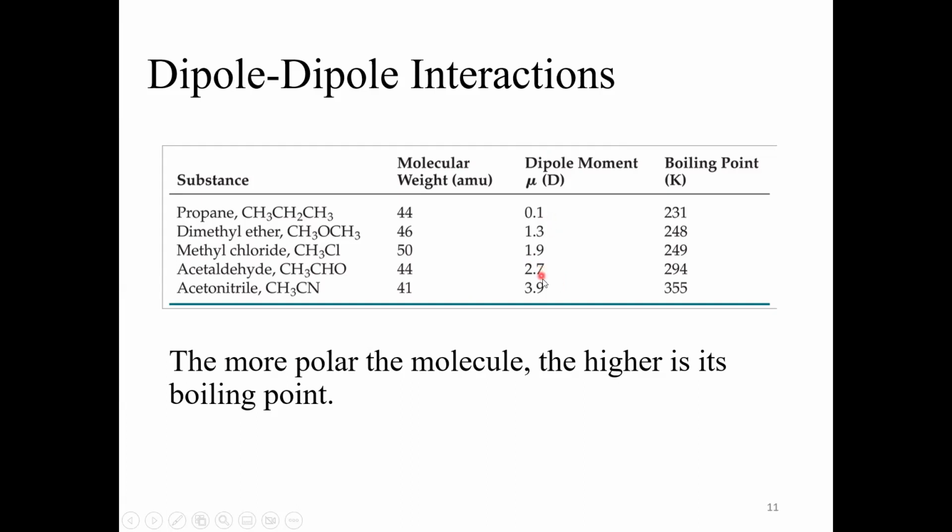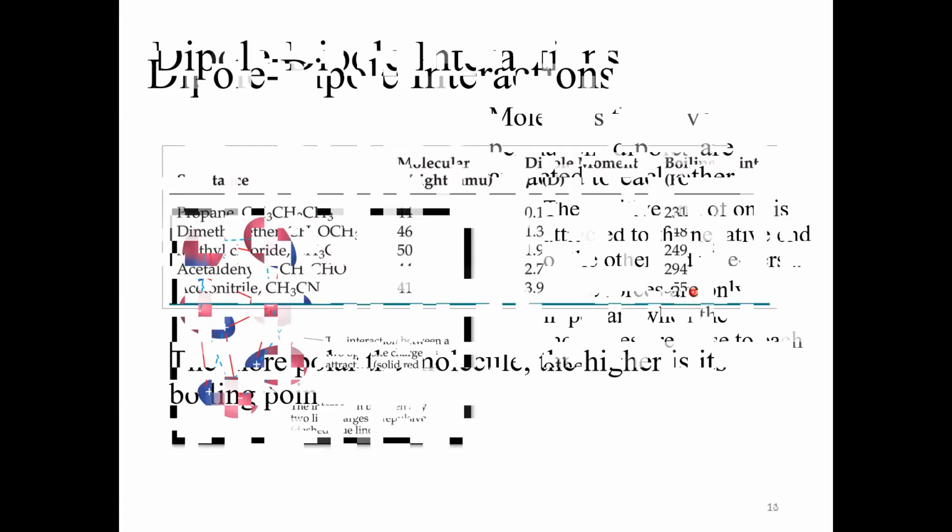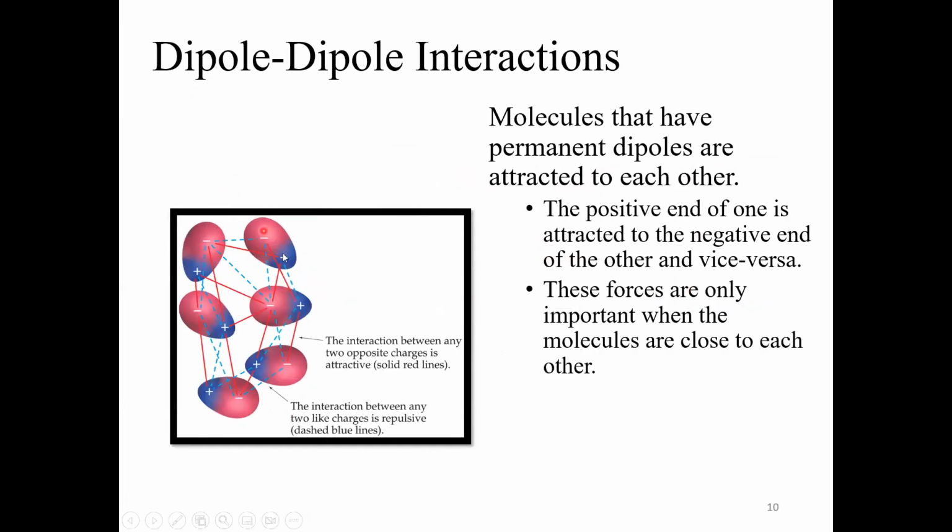And we see just as we go down this table, these molecules are becoming more and more polar. And that's why if we also look at the next column, we can see the boiling point is increasing as well. And the reason for that is, if we go back here, as this dipole becomes larger, so as this positive end becomes stronger, the negative end becomes stronger.